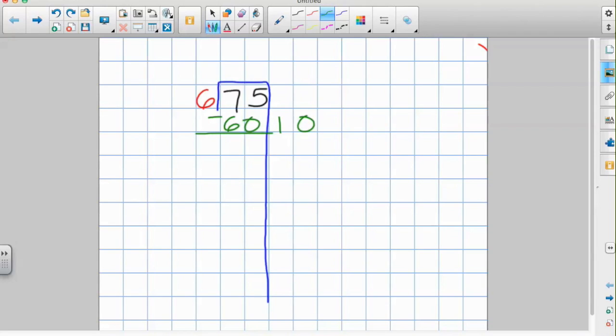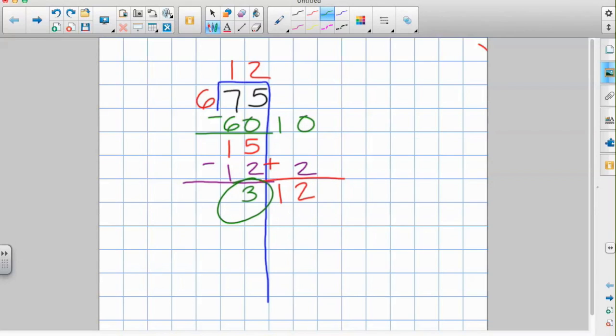So we ask ourselves, what math fact gets us close to 75? We know that 6 times 10 is 60. That gets us close to 75. And we subtract. 75 minus 60 is 15. So we ask ourselves again, what math fact times 6 gets us close to 15? And we know that 6 times 2 is 12. And 12 is close to 15. But we have a difference of 3. 15 minus 12 is 3. So we know that our solution is 12, right? She can buy 12 bunches of balloons. But what do we do with this remainder 3?